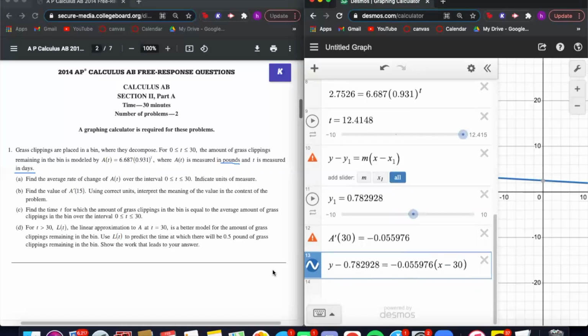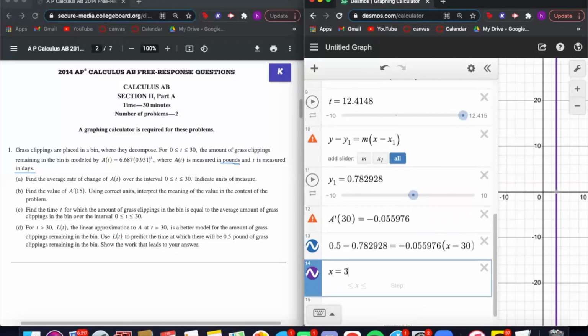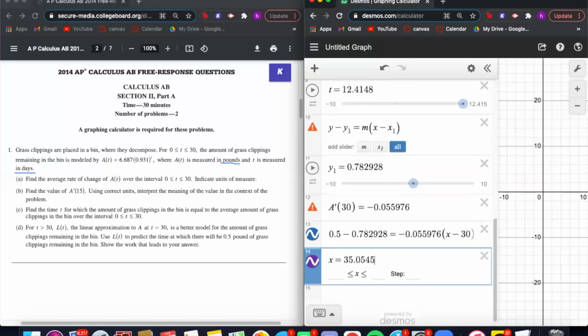So now that we have this, we have to go back to the problem where it says use L(t) to predict the time at which there will be 0.5 pounds of grass clippings remaining in the bin. So the time is going to be equal to X and the pounds of grass clippings remaining in the bin is equal to Y. We know that Y is equal to 0.5 as it's given in the problem. When we plug in 0.5 for Y, all we need to do is use algebra to find X. When we do, we get that X is equal to 35.0545. And so the answer for letter D is 35.0545.